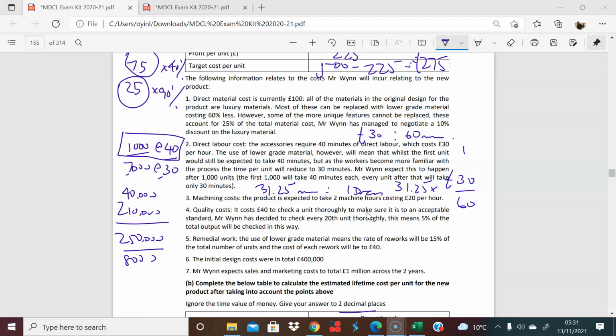Right, let's get the machining costs in. The machining cost, product expected to take 2 machine hours, costing £20 an hour. So each unit, 2 machine hours, £20 an hour.